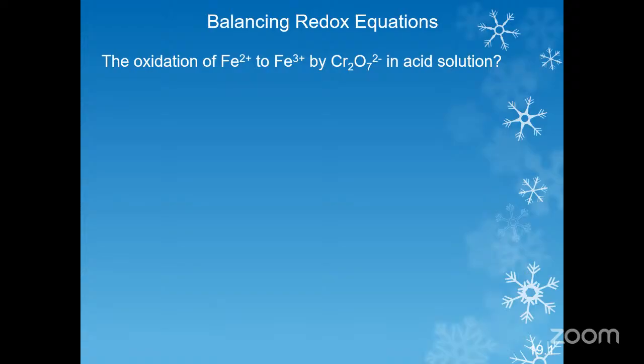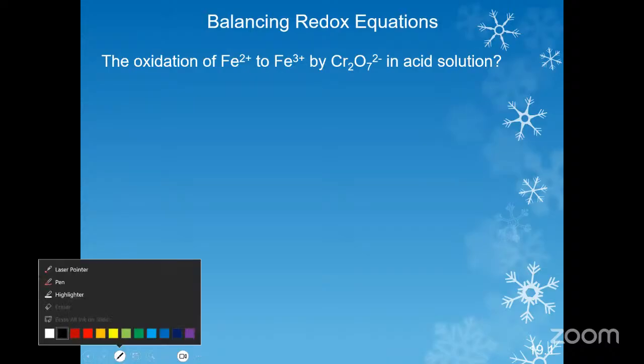Now, in this example, they give you some information about an equation. It says the oxidation of Fe2+ to Fe3+ by this, which is called the dichromate ion in acid solution. Now, to be fair to you guys, there's missing information right here. The missing information is that a product is not mentioned. So let me mention it now. And that product is chromium 3+.